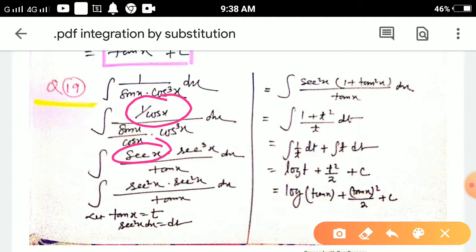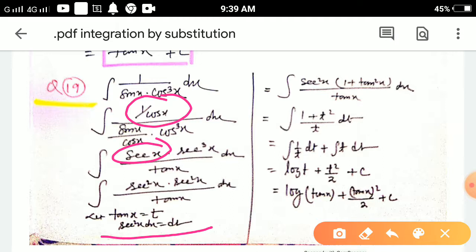Now we suppose here tan x is equal to t, then sec square x dx is equal to dt. Now putting this value in the question, we can write sec square x, and sec square x is equal to 1 plus tan square x upon tan x, and we substitute tan x equal to t, sec square x dx equal to dt. The question can be transformed into the form of (1 plus t square) upon t dt. Now dividing both parts by the denominator, it will be 1 by t dt plus t dt.